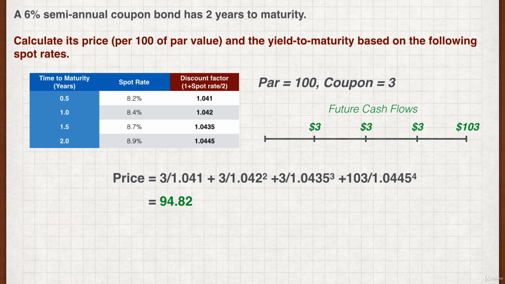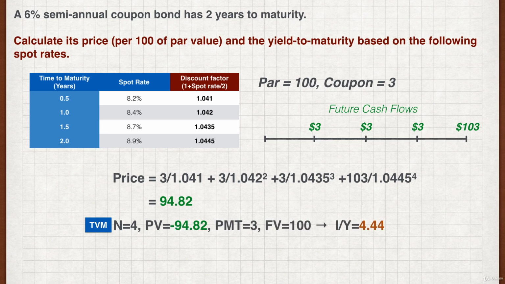To find the yield to maturity at this price, we use the TVM calculator. Plug in the figures, and we get a yield of 4.44% for each period. To get the annualized yield to maturity, simply multiply this by 2, and we get 8.88%. And that concludes this lesson on pricing bonds.